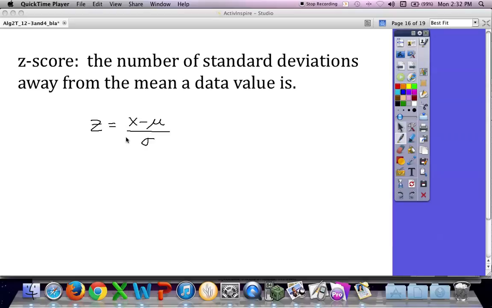Okay, a z-score, which is on your formula sheet, right? It's the last thing that you will ever learn from this formula sheet, is the z-score right there. The z-score is telling you the number of standard deviations away from the mean that a particular data value is.